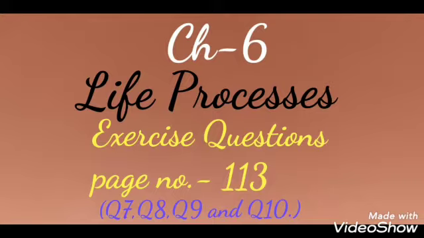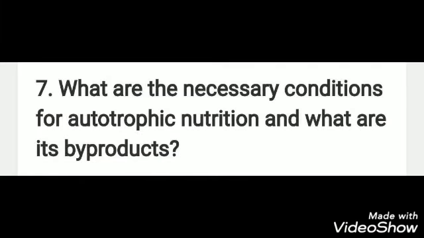Now the 7th question is, what are the necessary conditions for autotrophic nutrition and what are its byproducts? Now, we all know that energy requirements of the autotrophic organisms is obtained by the process of photosynthesis, which can be defined as the process by which autotrophs take in substances from the outside, the substances like carbon dioxide and water, and convert them into stored forms of energy such as glucose in the presence of sunlight and chlorophyll.